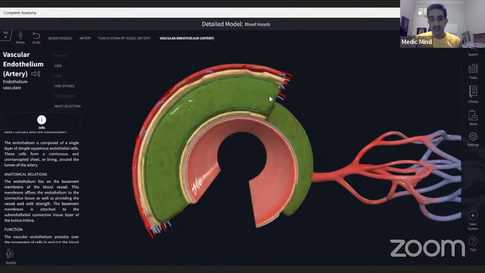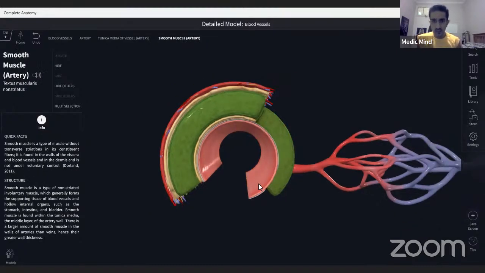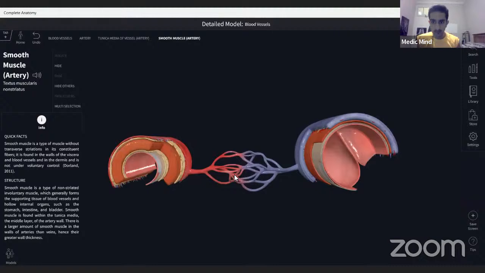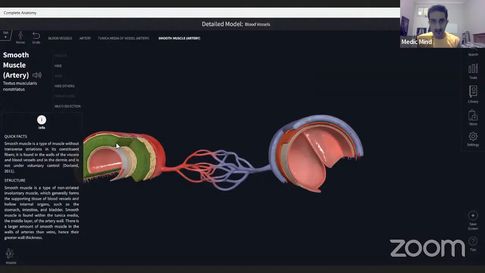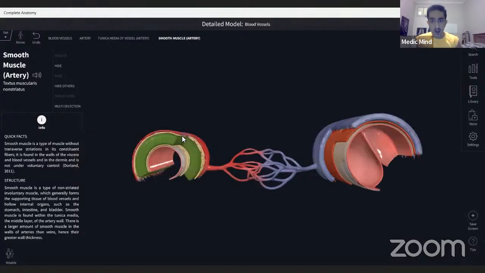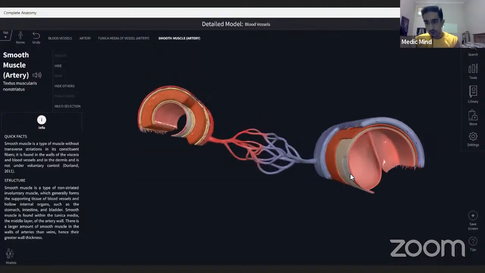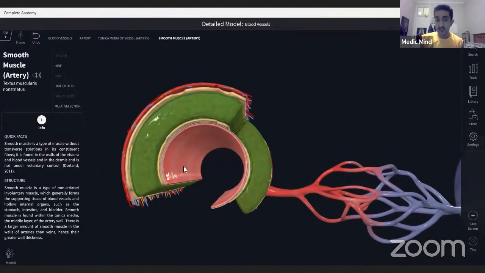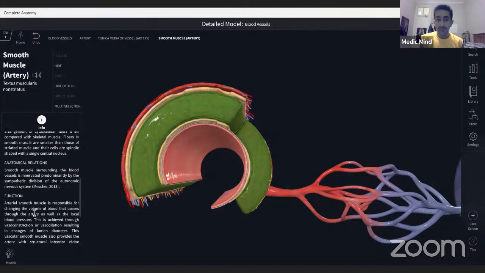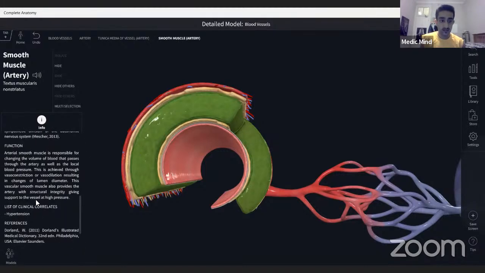The next layer is your tunica media. And I just want to show you, I want to highlight this. This is really important for you guys to know. Look at the difference between the tunica medias of your arteries and your tunica media of your veins. You can clearly see a distinct histological difference in the sense that the tunica media of the artery is incredibly thick compared. And this is because of this incredibly thick layer of smooth muscle. And this allows for vasodilation and vasoconstriction.